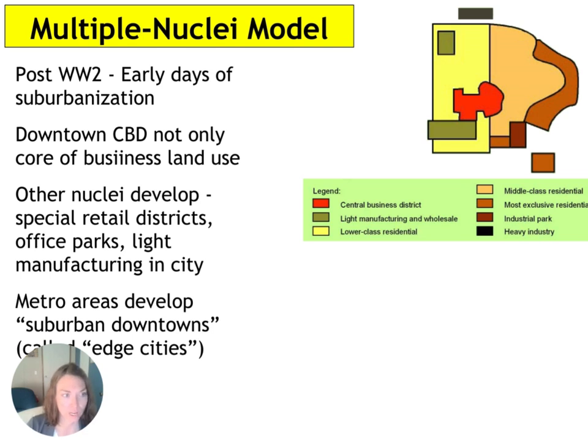So the multiple nuclei model is really a post-World War II model based on the early days of suburbanization, growth of suburbs. And the downtown CBD is now not the only core of business. Sorry about that typo there. So if you think of nuclei as being other centers, other nuclei are going to develop. And metro areas develop suburban downtowns called edge cities. I think I have a slide that talks a little bit more about edge cities or the galactic model. Looks like it might be a little bit out of order, but hopefully I'll get to that.